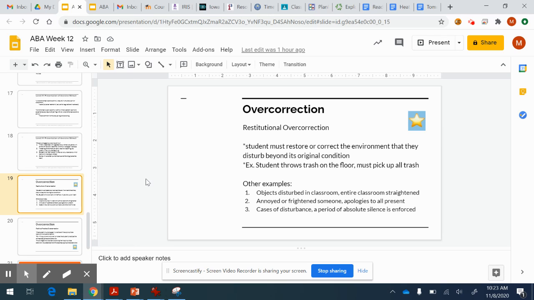Some other examples might be that if objects are disturbed in a classroom, let's say maybe they knock books off of a bookshelf, their job is to go around and straighten the entire classroom. If they have made threats to frighten someone or intentionally annoyed one person, instead of just apologizing to that person, they may have to apologize to everyone in the room that was present. Or if there's a case of disturbance, maybe they were just disturbing class, a period of absolute silence may be enforced to overcorrect that behavior.